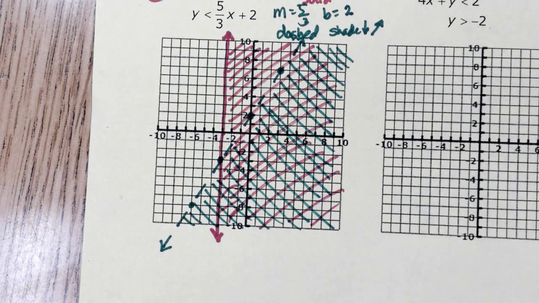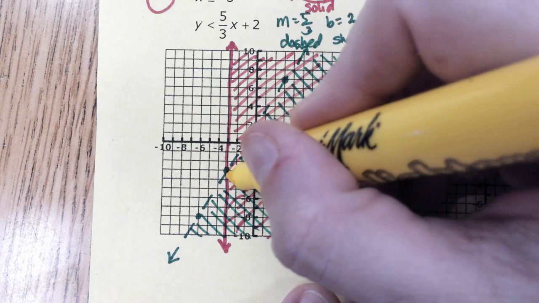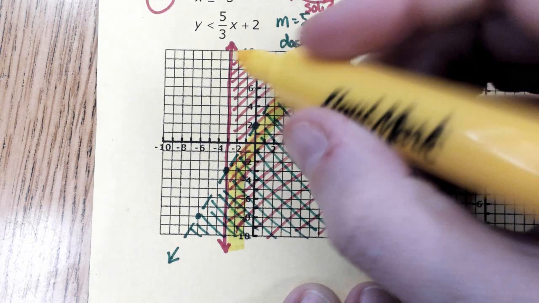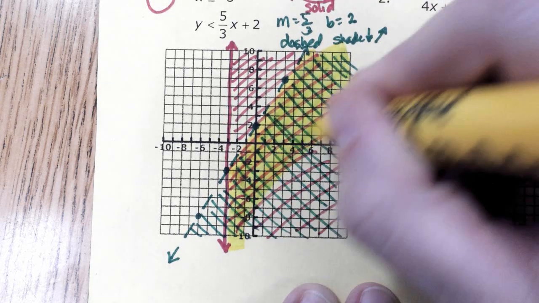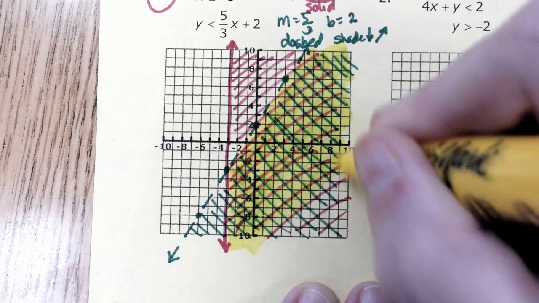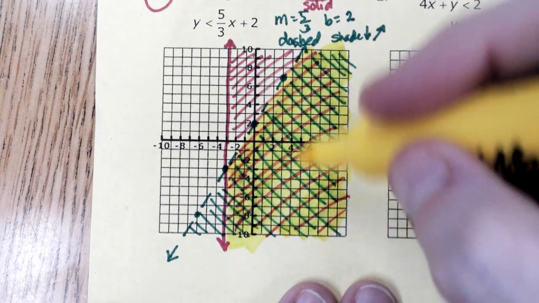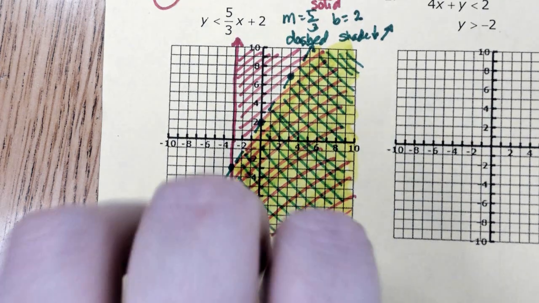So again, it is difficult to see that. For me, it's a little easier on the overhead, but when you're actually looking at it in real life, it all looks crazy. So I'm going to trace over my double shaded area with a highlighter so that I can see where my solution set lives. Okay? All right, so that's the first one. That one was pretty easy.